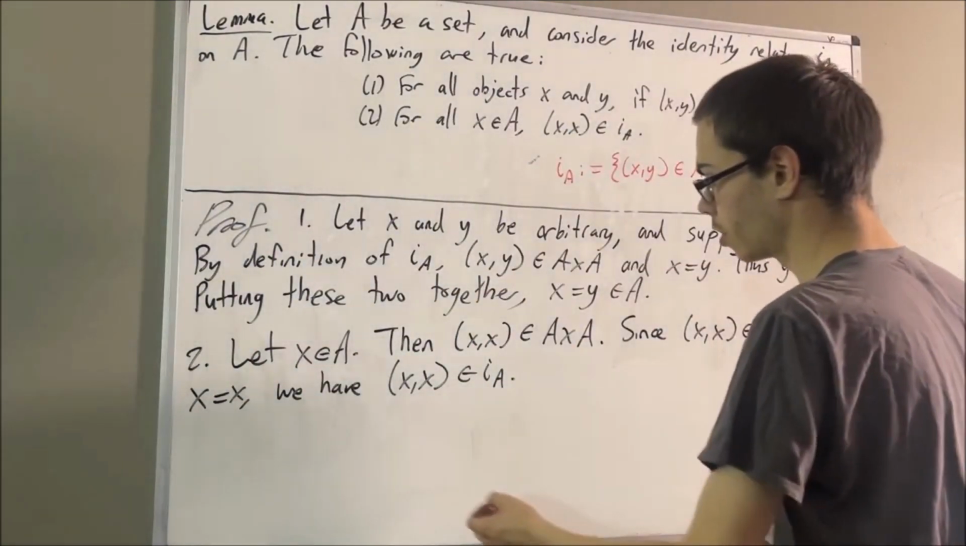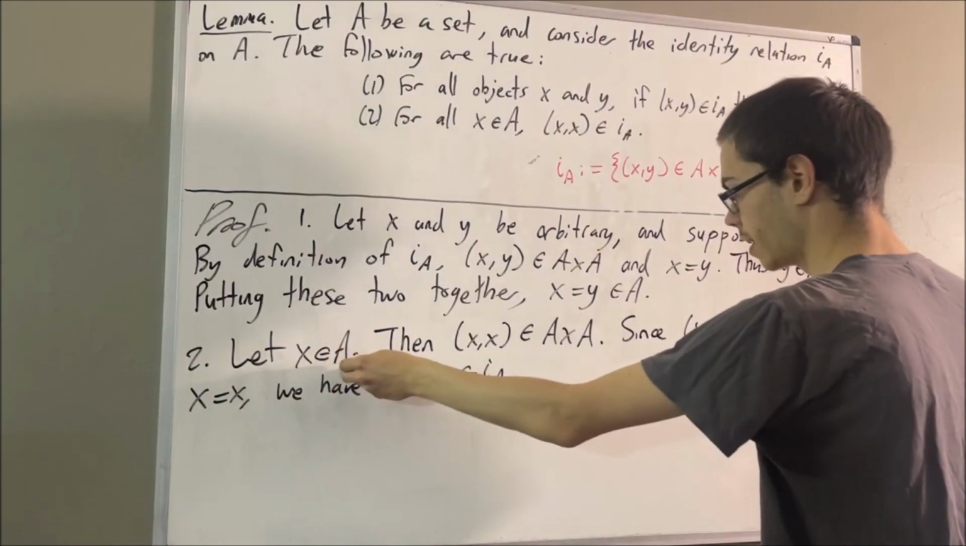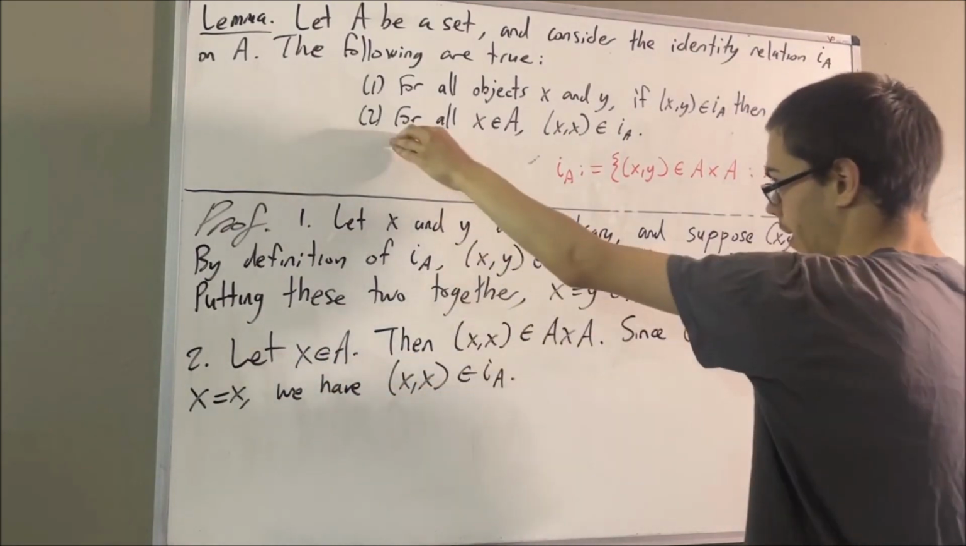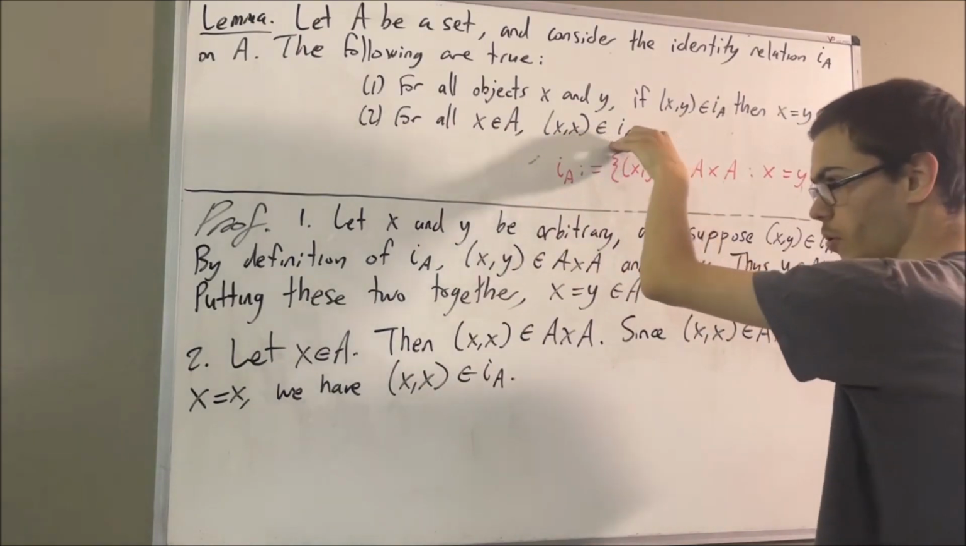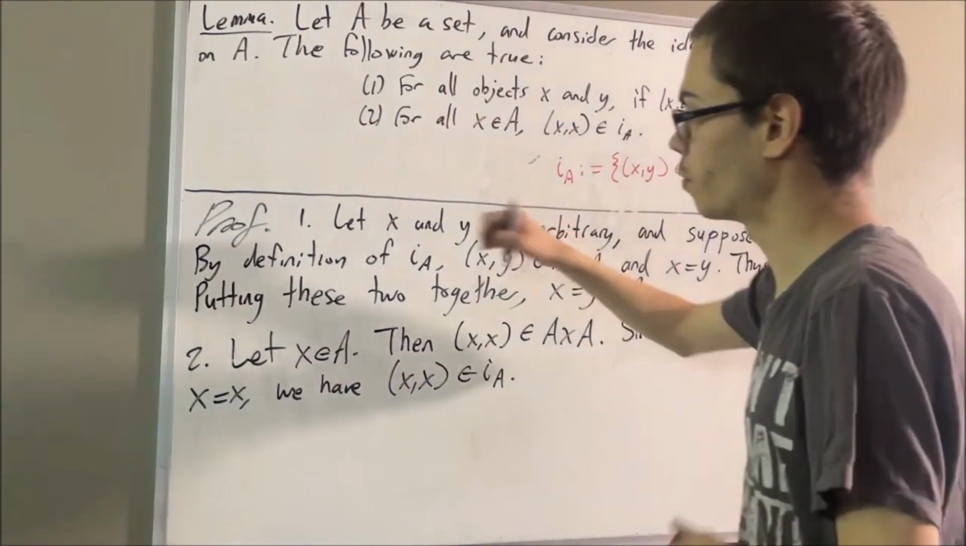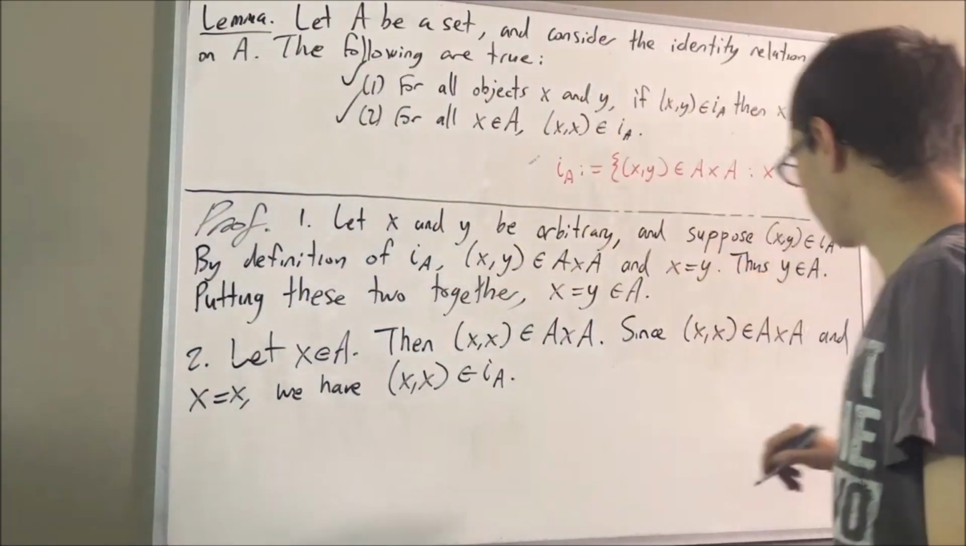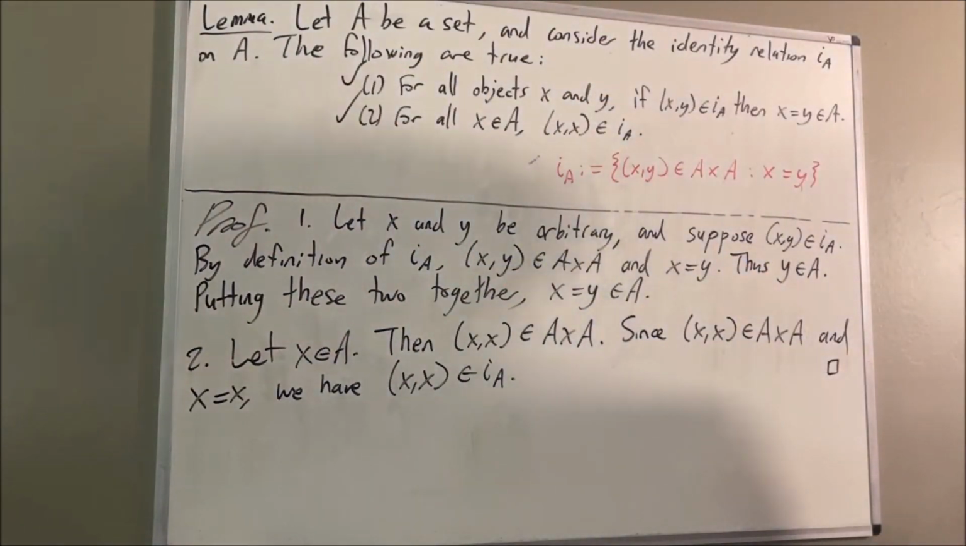So, putting this together, we start with an arbitrary element x in A, and deduce that x comma x is an element of the identity relation on A. And that's exactly what we have proven here. So, this completes the proof of 2. So, we've proven both 1 and 2. And that's exactly what we wanted to prove. So this completes the proof.